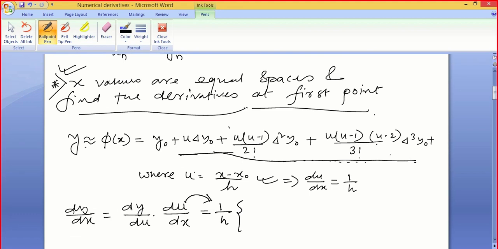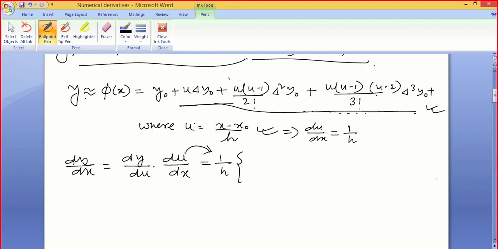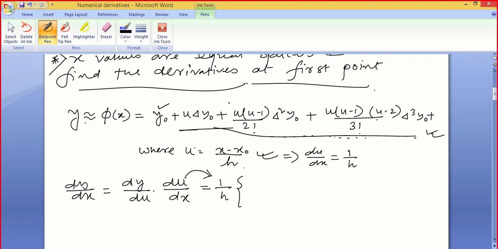What will be the derivative of this with respect to u? First term constant, so it is 0. Second term with respect to u, del y0. This is constant. Del y0. Tell me this expression, third term, u square minus u by 2. What will be the derivative with respect to u? 2u minus 1 by 2.